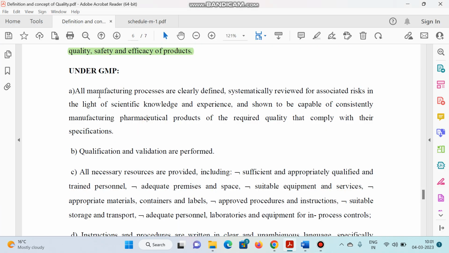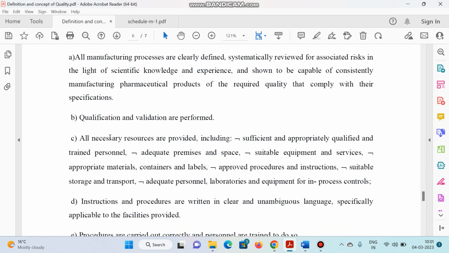Again, see, under GMP, all the manufacturing processes are clearly defined. हर चीज डिफाइंड की गई होगी GMP में, सारे का सारा manufacturing processes. Next, systematically reviewed for associated risk in the light of scientific knowledge and experience, and shown to be capable of consistently manufacturing pharmaceutical products of the required quality that comply with their specifications.